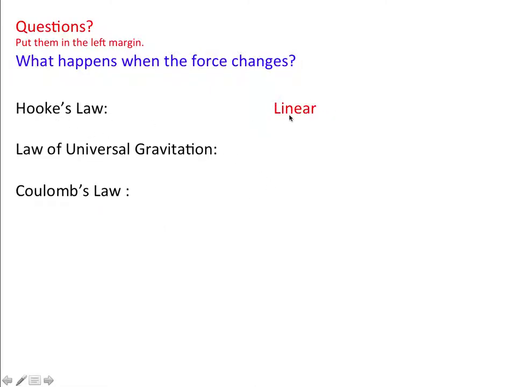Hooke's law is linear, so it's a linear relationship between force and the amount of stretch or compression you put into a spring. So if you've ever worked with a spring before, you know that the farther you stretch it, the more force you need to pull on it. So we'll look at that relationship in the next couple of slides. The linear relationship looks like this: F equals kx.